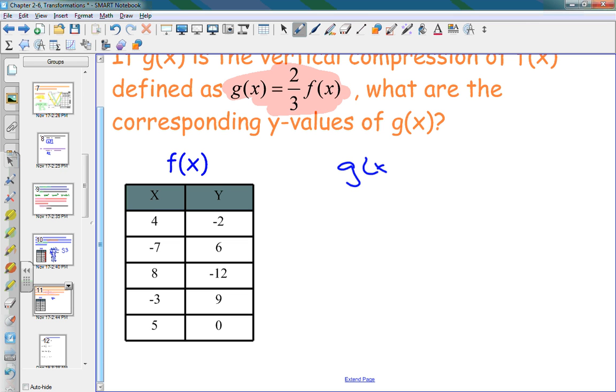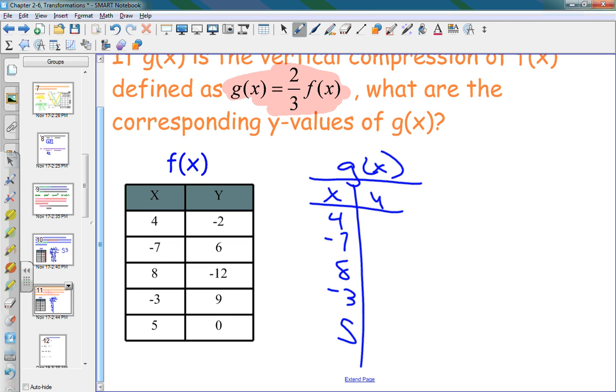So I have g of x. I keep all of my x's: 4, negative 7, 8, negative 3, 5. And what do I do to every one of those y values? Multiply by 2/3. By multiplying by 2/3, I'm essentially getting a new function. So what is negative 2 times 2/3? Negative 4 thirds in this case. How about 6 times 2/3? Well, 6 divided by 3 is 2. 2 times 2 is 4.